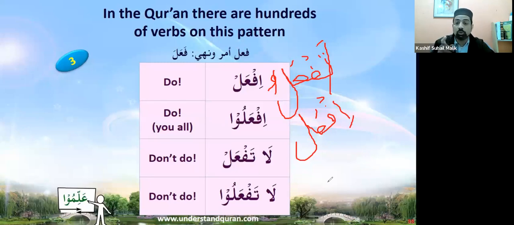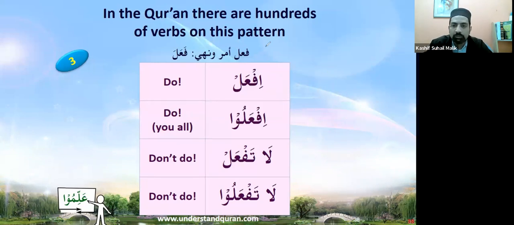So for sure, it is being said to somebody who is present, and of course it can only be done in the mudare form, not in the past form. Somebody who is present right in front of me, and I'm ordering that person, and I'm saying if'al, do. If'alu, do you all. La taf'al, don't do. La taf'alu, don't do you all. Okay, now your turn. Come forward, do the practice.